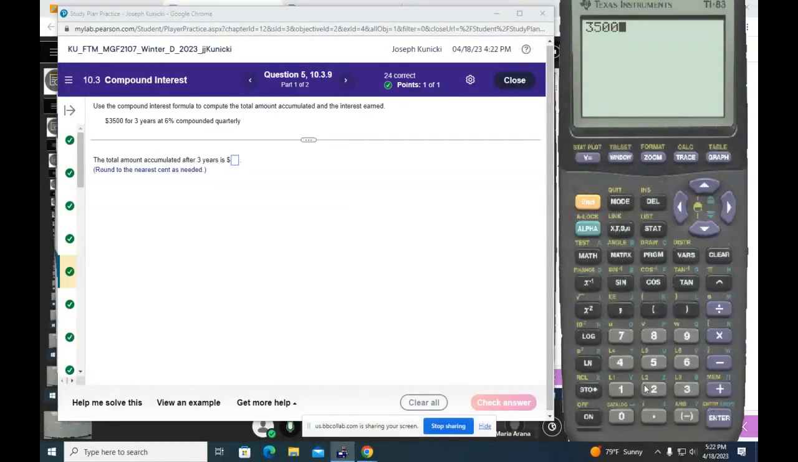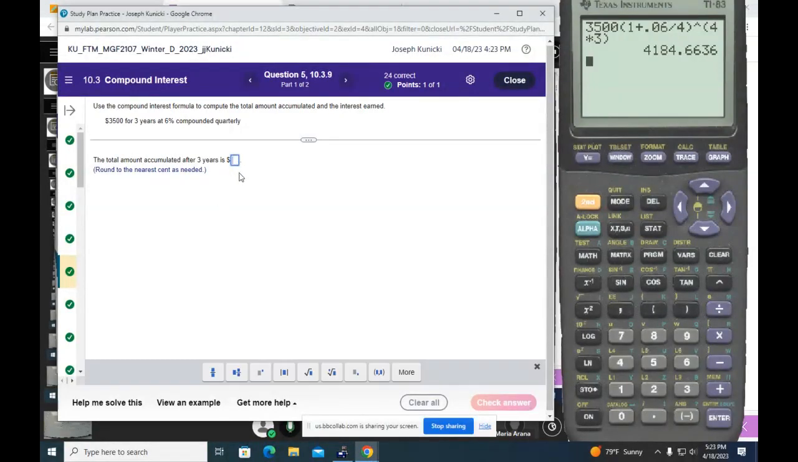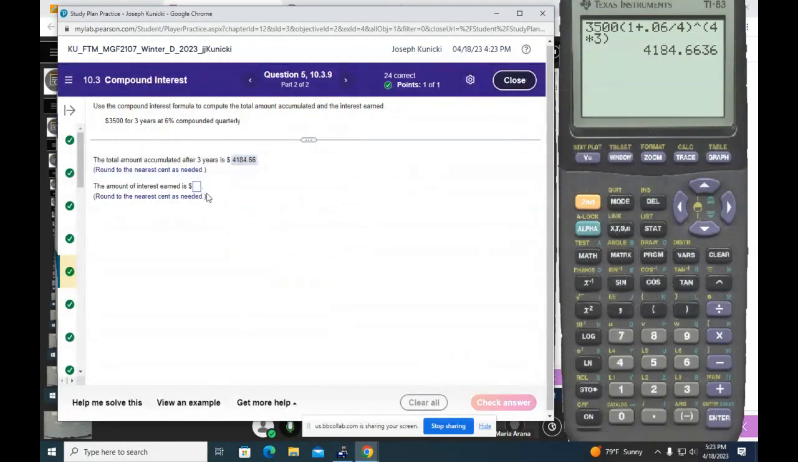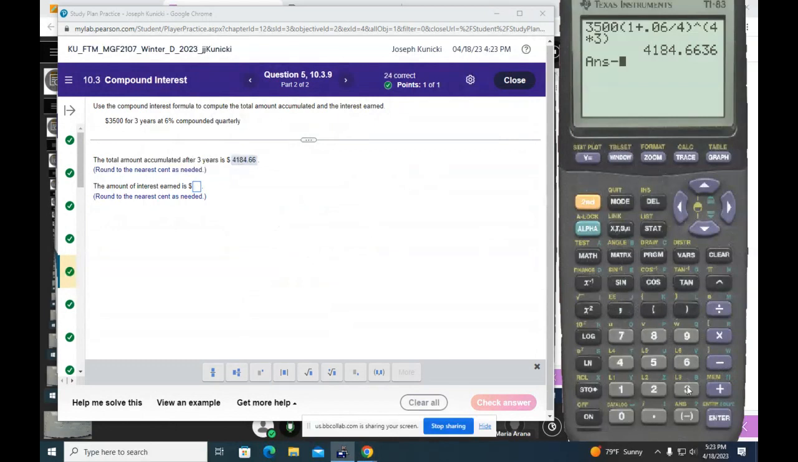Anyway, so now we got 3,500 parentheses 1 plus r over n, so 0.06, and we said n was 4 because it's quarterly, and then it's nt, so it's 4 times 3, so there's 12 compoundings for the entire run of the saving. So we would end up with $4,184.66. And they want the amount of interest. So subtract 3,500, $684.66.